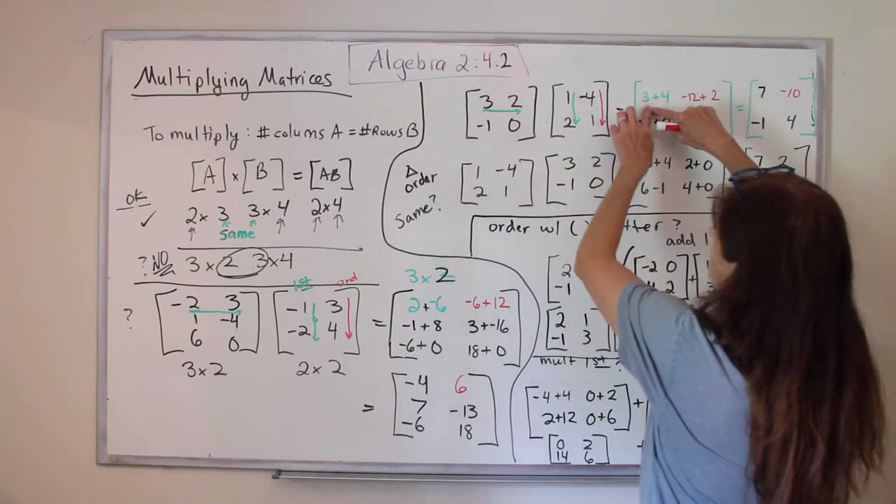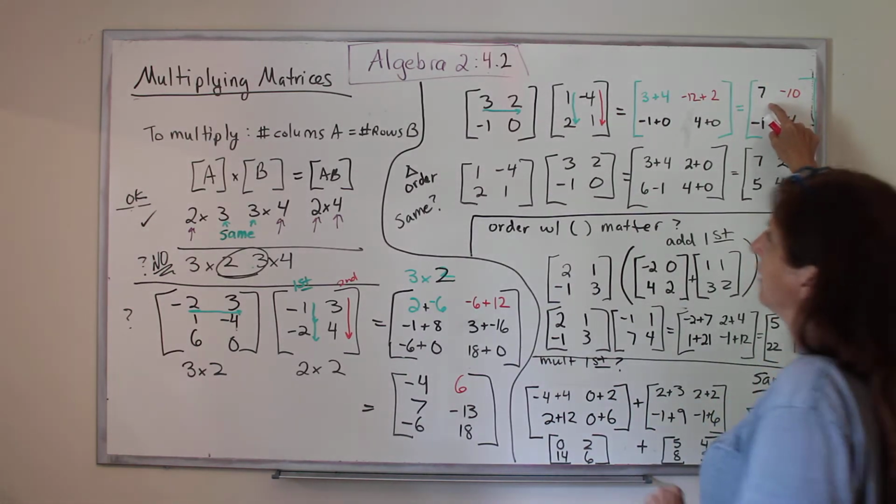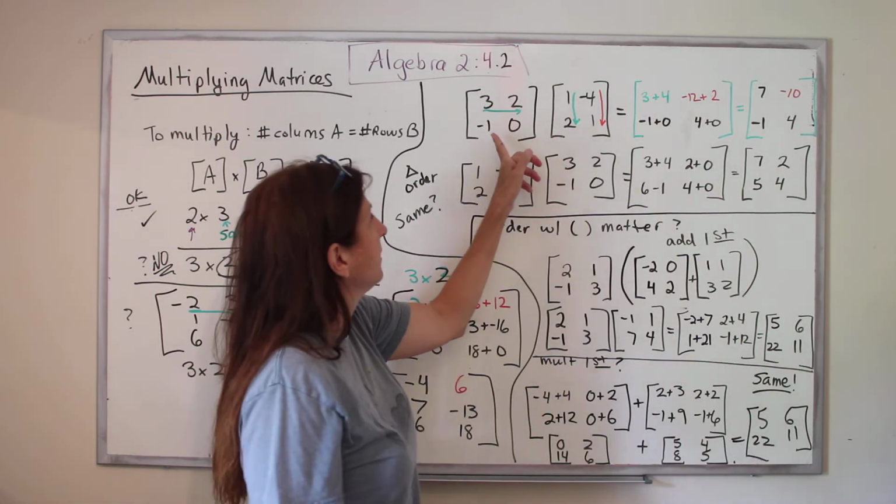3 times 1 is 3. 2 times 2 is 4. 3 plus 4 is 7. Feel like I'm in the way. Okay, so now we're going to do this one.